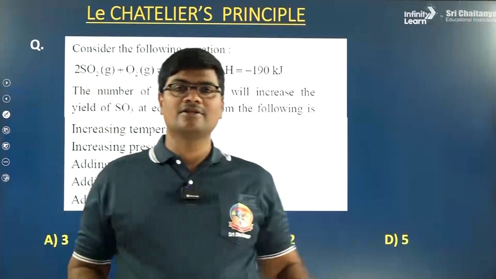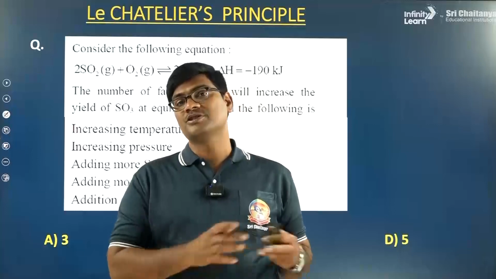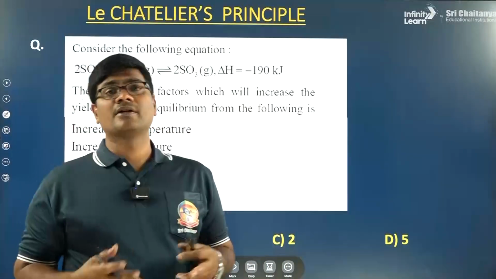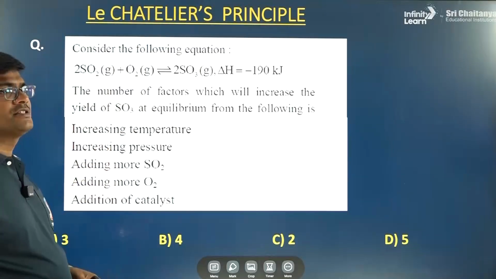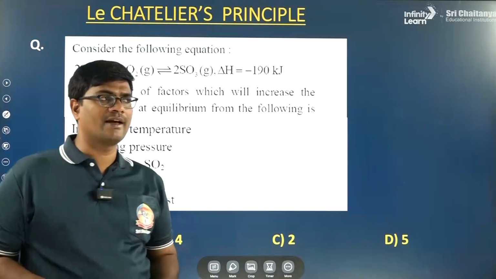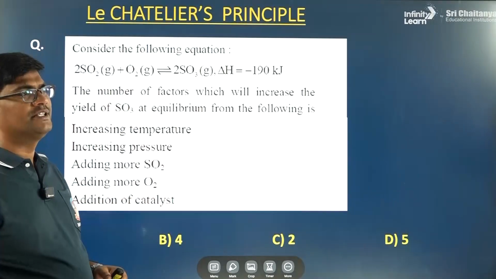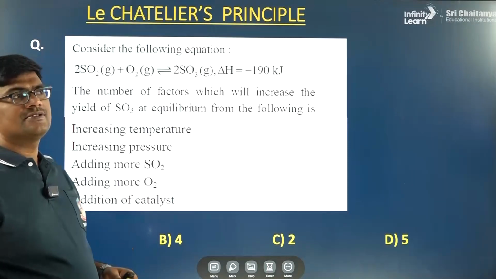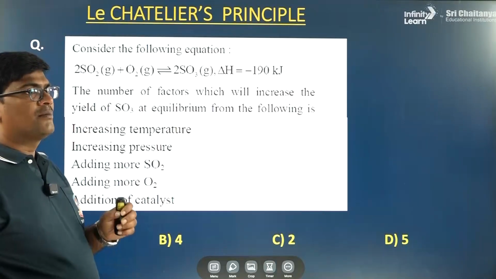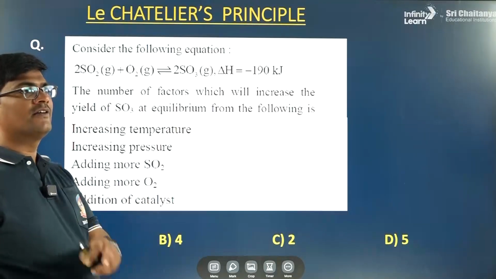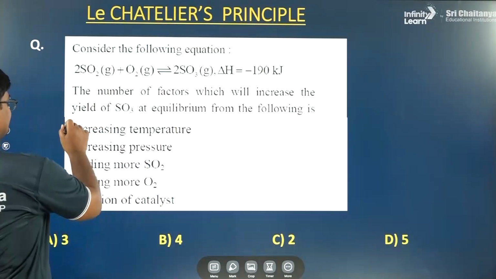Let's go for the last topic in chemical equilibrium, the important topic, that is factors influencing equilibrium position. That is Le-Chatelier's principle. So look at the question. Consider the following equation. 2 moles of sulfur dioxide react with 1 mole of oxygen, producing 2 moles of SO3. The enthalpy change for the above reaction is minus 190 kilojoules. The number of factors which will increase the yield of SO3 at equilibrium from the following is, they have given certain factors.